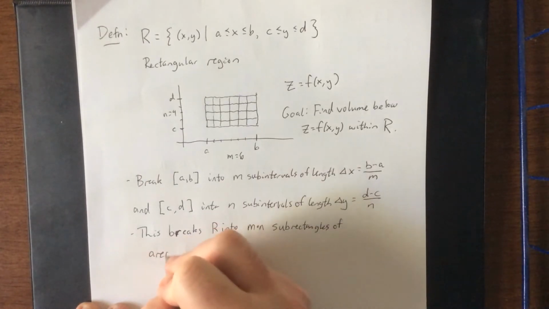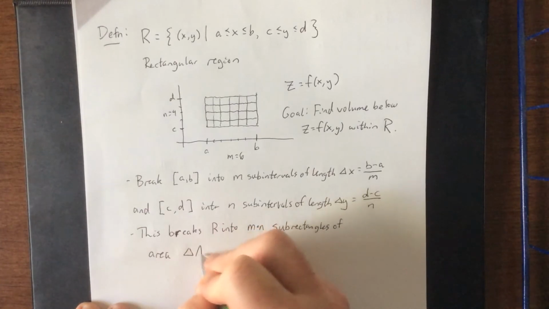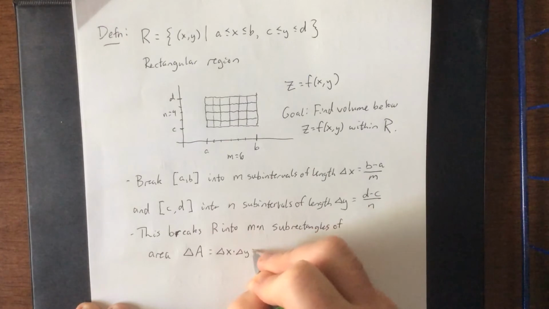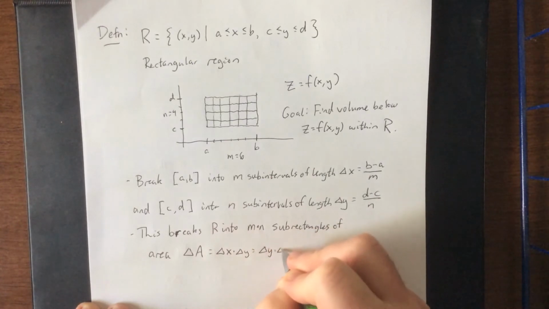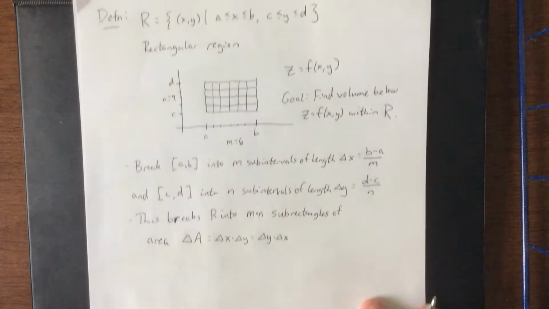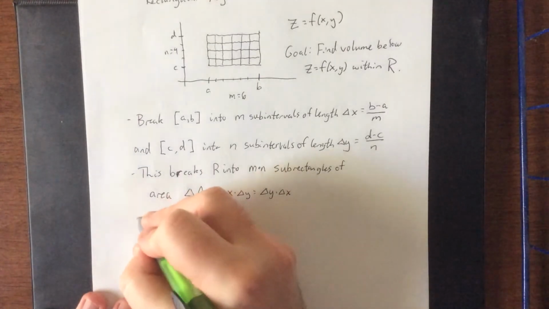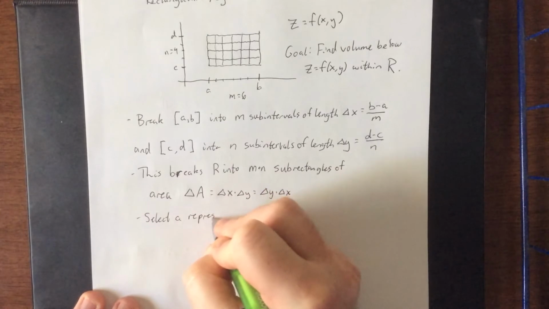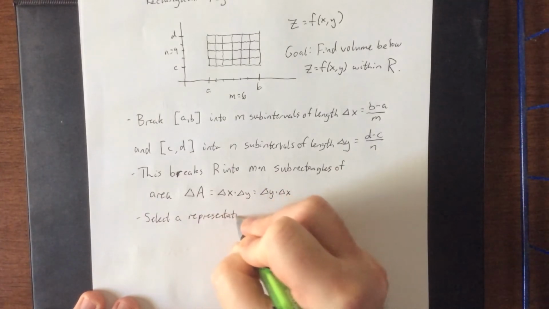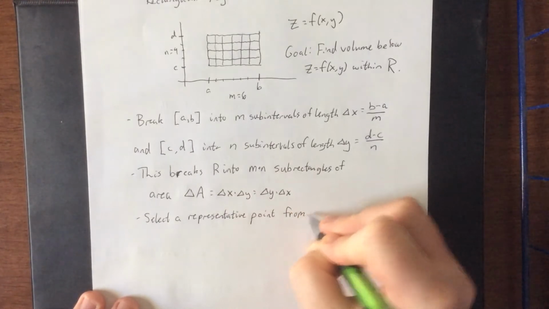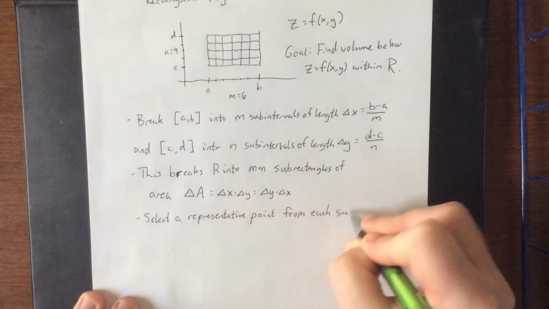of area, and we'll call it delta A. Now delta A would simply be delta x times delta y, or if you prefer, delta y times delta x, since multiplication is a commutative operation. Later on we'll describe the significance of reversing that order. Next we'll select a representative point from each subrectangle.